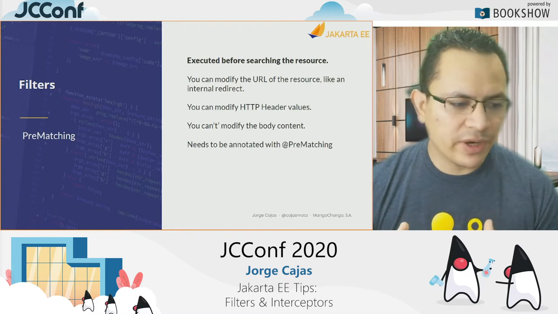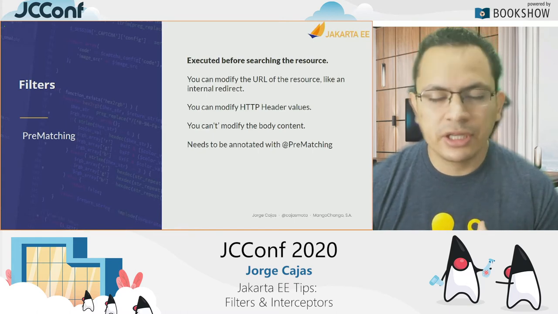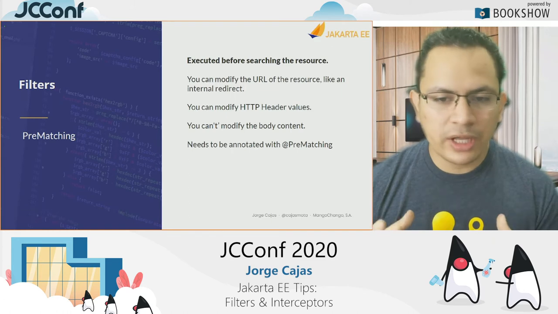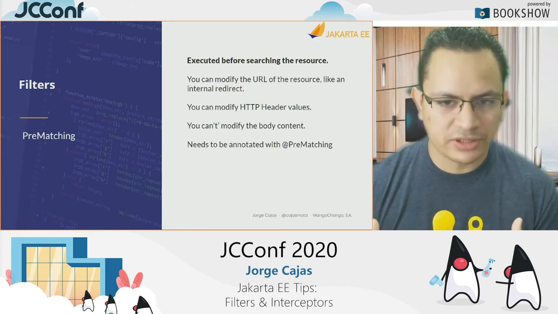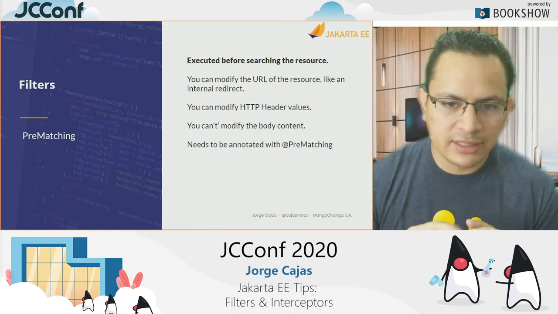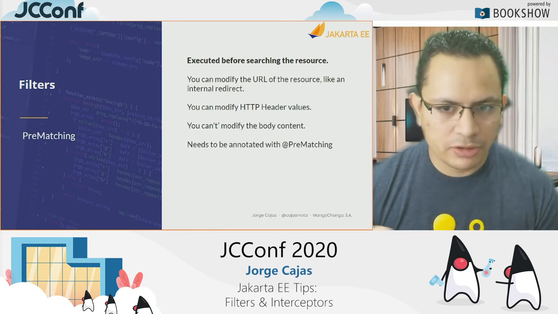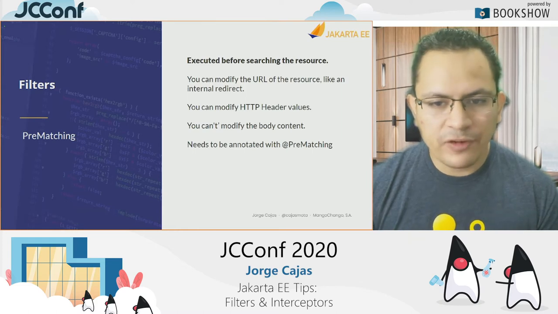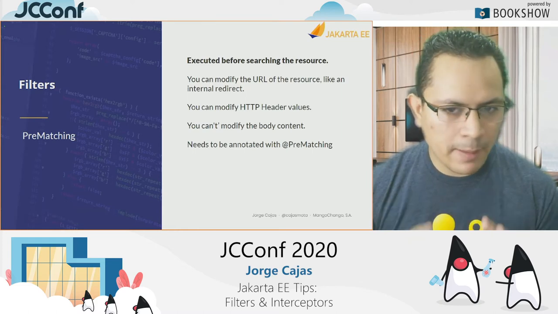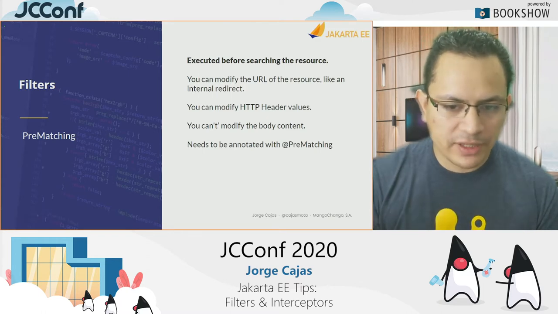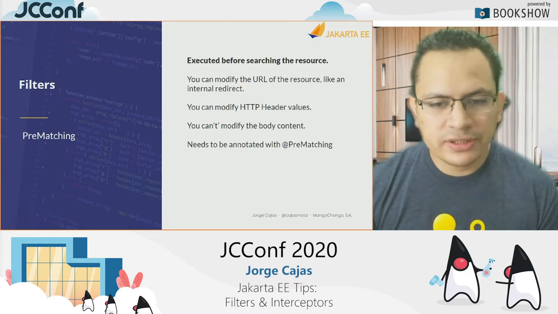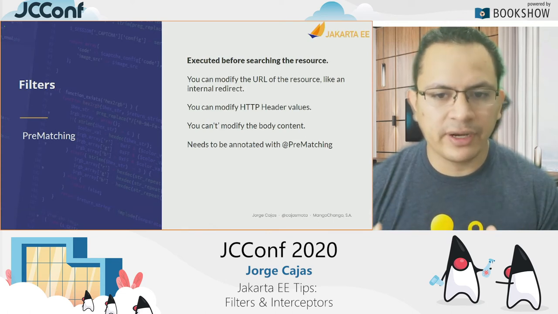In this filter, you can modify the HTTP header values, but you cannot modify the body content. What's that? If you have, for example, a POST endpoint and this POST has a payload, you cannot modify the payload. You can only modify some properties like the HTTP headers, but not the body content. And for a filter to be a pre-matching type, you need to annotate it with the PreMatching annotation at the top of the class.